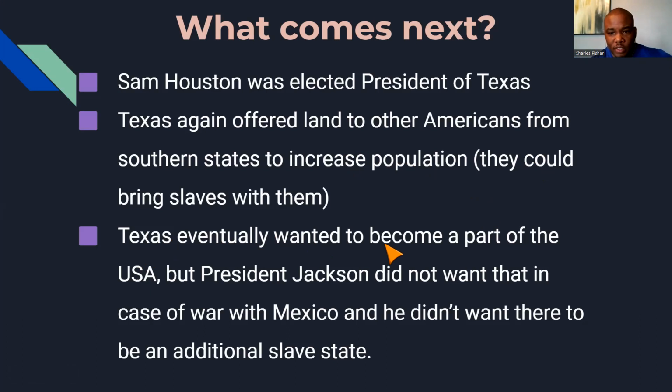Texas eventually wanted to become a part of the United States, but President Andrew Jackson did not want that in case of a war with Mexico, and maybe more importantly, he did not want there to be an additional slave state. So remember balance, like we talked about, the Missouri Compromise. Below that line just north of Oklahoma, remember the 36°30' line in the Missouri Compromise. If you bring in a state and it's below that line, which Texas was, so was what is now Oklahoma, then it would have to be a slave state.